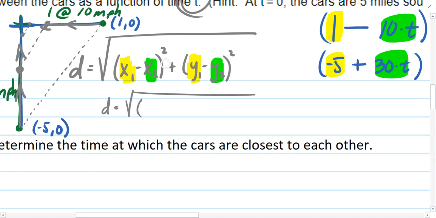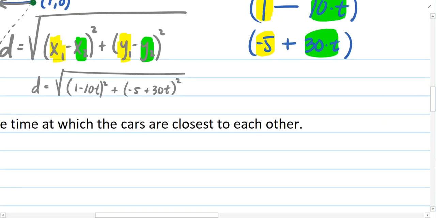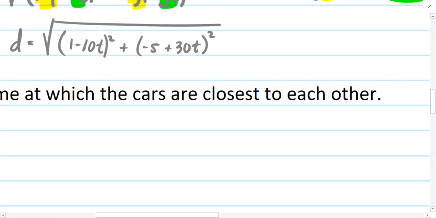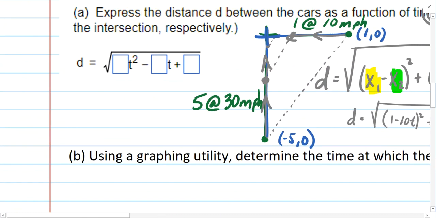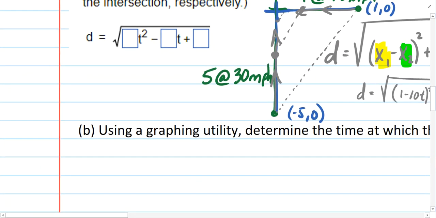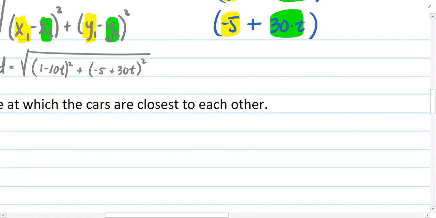So with x1 and x2 being subtracted, that'll look like (1 minus 10t) squared plus y1 minus y2, well, that's (negative 5 plus 30t) quantity squared. And while that equation is pretty good for distance with respect to time, it's not in the format that MathXL is looking for. You can see here that they would like to simplify this into a quadratic that's been expanded. So let's go ahead and do that work over here off to the right-hand side.